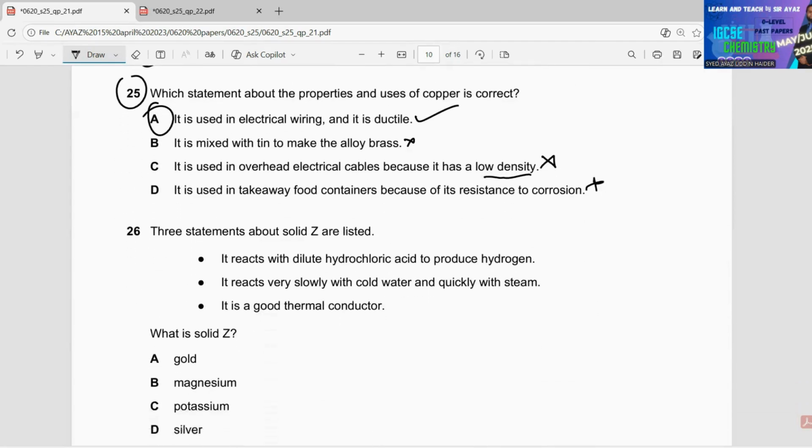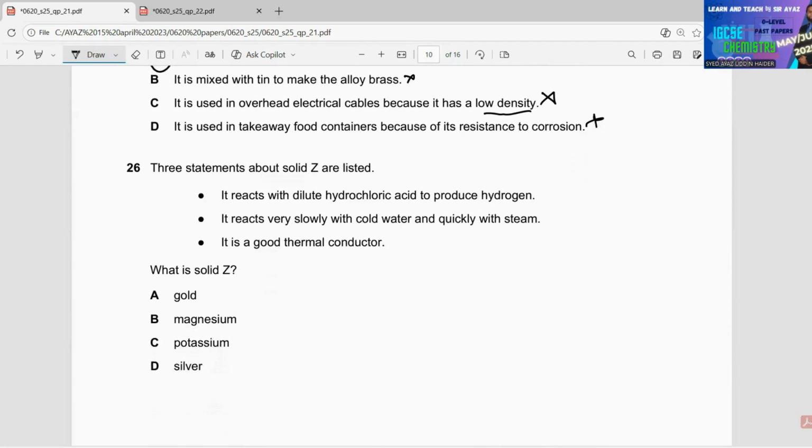26. Three statements about solid Z are listed. It reacts with dilute hydrochloric acid to produce hydrogen. It reacts very slowly with cold water and quickly with steam. It's a good thermal conductor. What is solid Z? Looking at this information, it seems to be a not highly reactive metal. A reactive metal, but not highly reactive. Like it's not among the top ones.